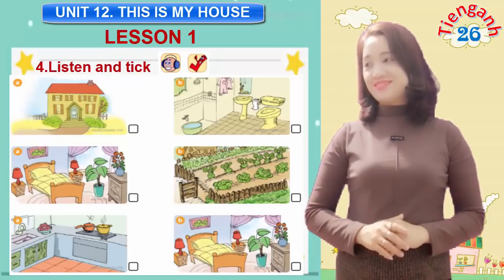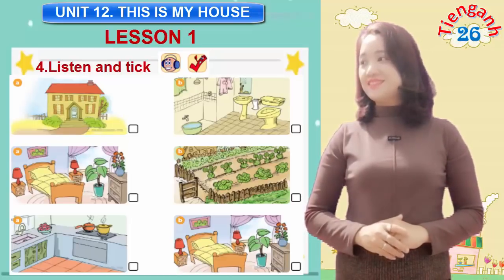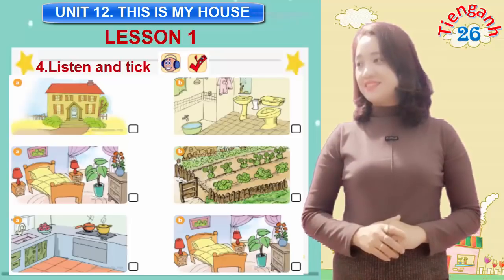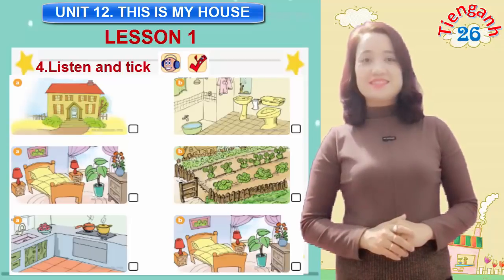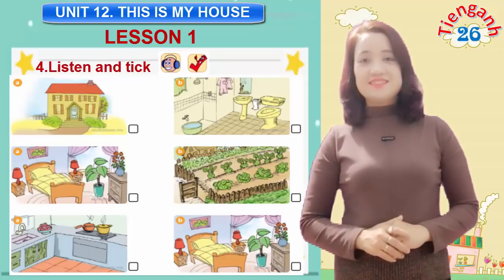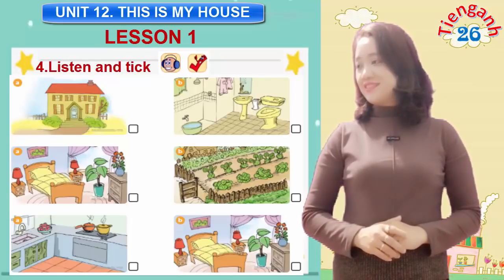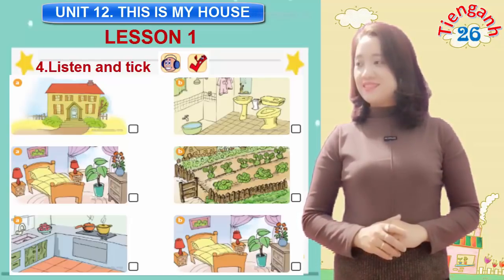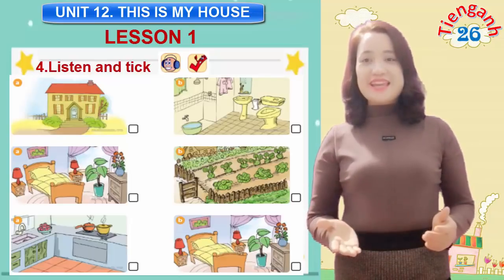Activity 4. Listen and tick. 1. This is my house. Wow, it's big. 2. There's a garden. Come and see it. It's very beautiful. 3. That's the kitchen over there. Come and see it. Wow! It's very nice.